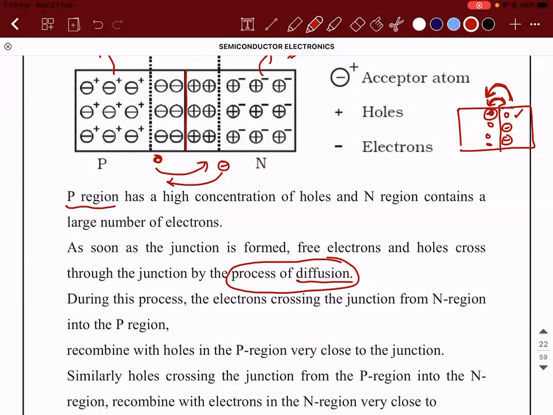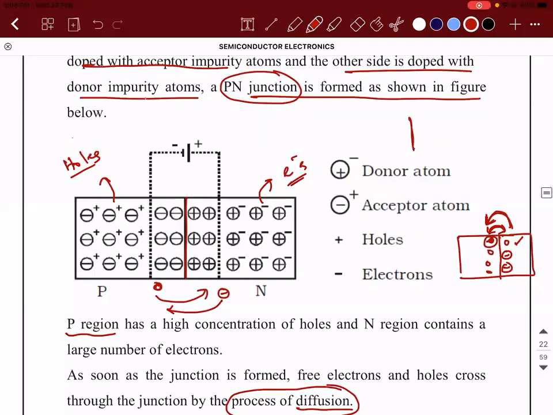Sir, can you repeat this part? Yeah. Listen, this is the junction. On the right side of the junction, you have negative charge, and on the left side of the junction, you have holes. When a positive and negative charge are closer to each other, what will happen? They attract each other. So the electrons start moving from the N side to the P side. They get diffused naturally. This is a naturally occurring process. Nobody is forcing it.